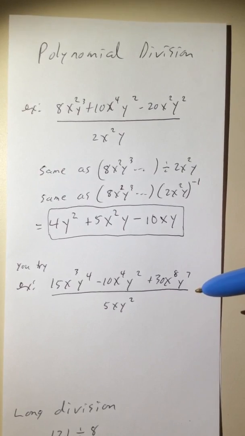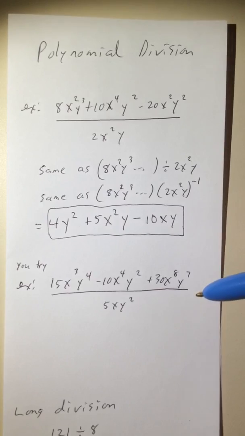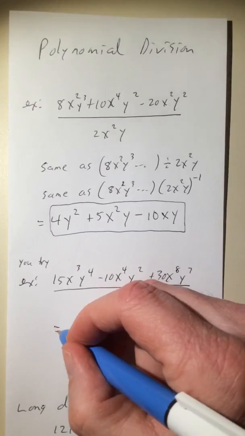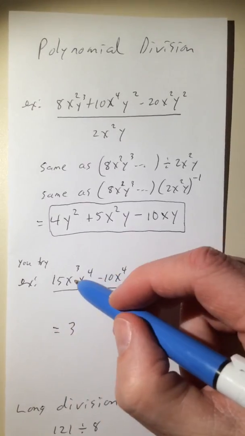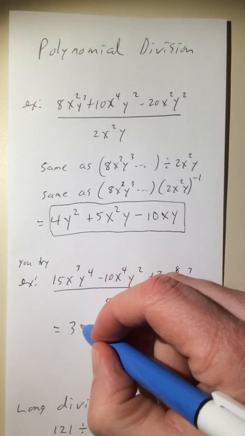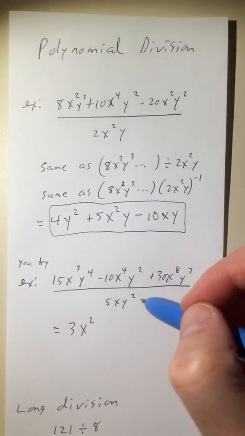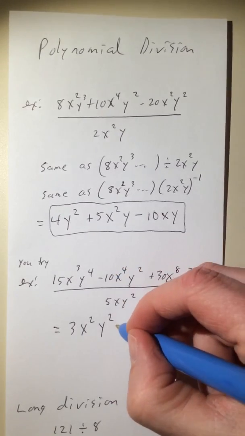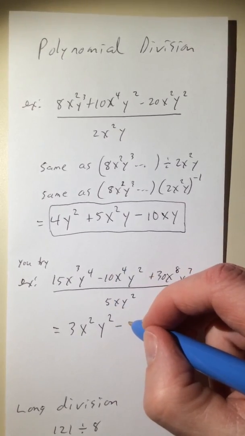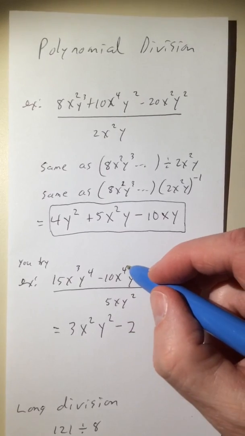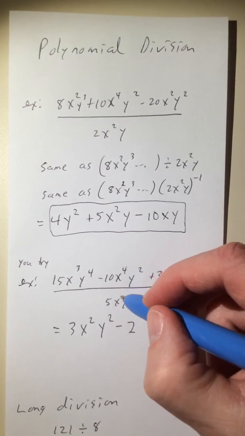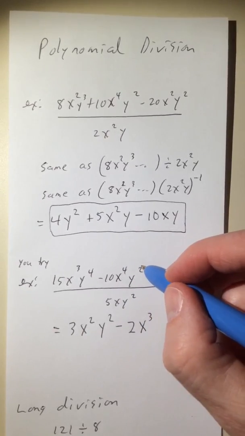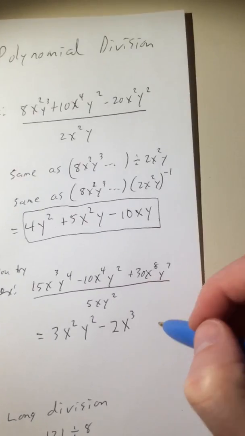All right, hopefully your pecs are improved from doing push-ups, and your triceps too. So let's do our division here. So 15 divided by 5 is 3. X cubed divided by x is x squared. And y to the fourth divided by y squared is y squared. And then we got a minus sign. And 10 divided by 5 is just 2. X to the fourth divided by x to the first. Remember, subtract the exponents. 4 minus 1 is 3, x cubed. And we got y squared divided by y squared is just 1, so we don't write that.